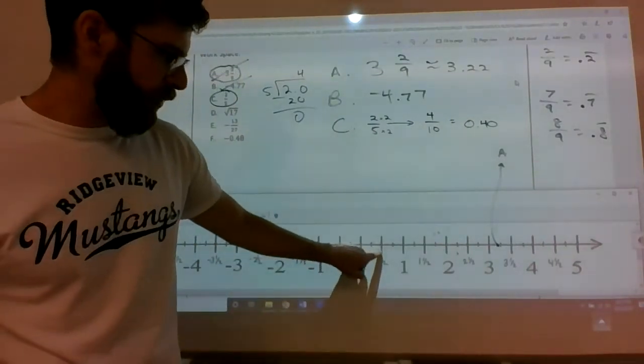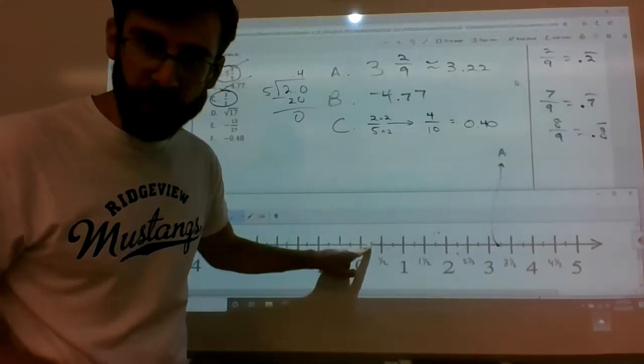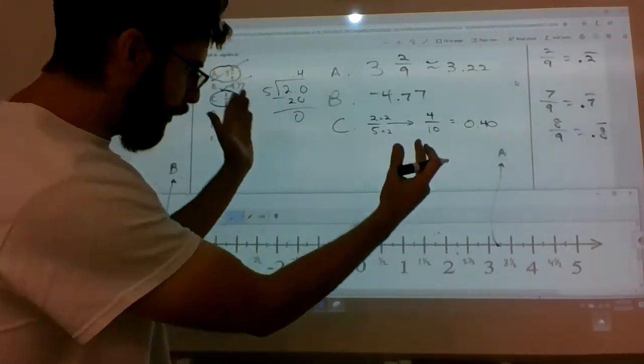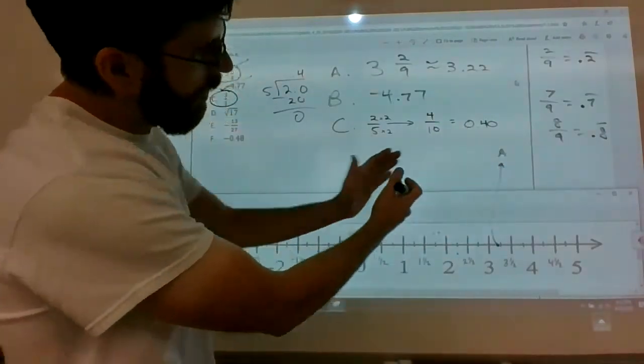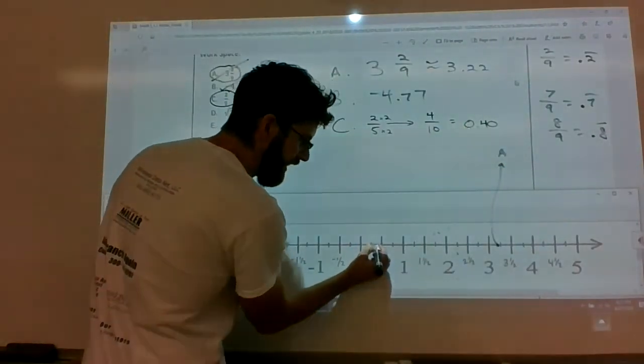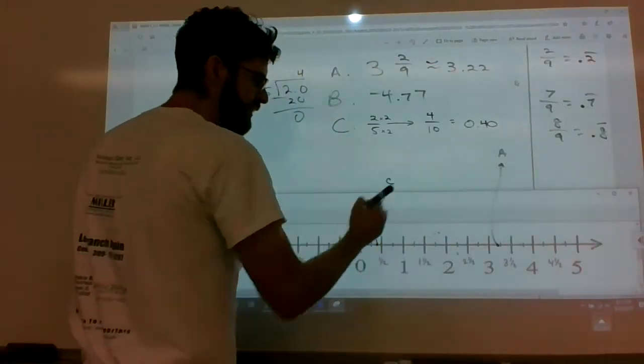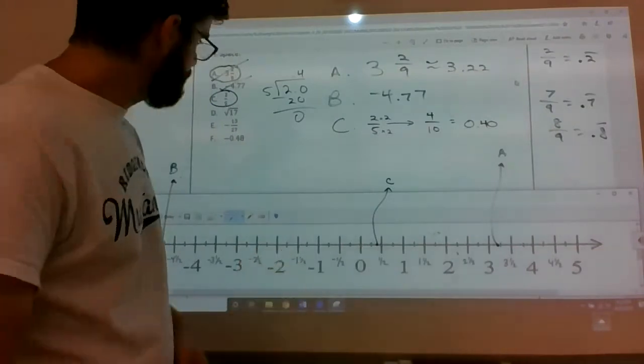This is 0.50, and this tick mark right here, just 1 to the right of 0, is 0.25. 0.25, 0.50, 0.40 is in the middle of those two. So you just got to put that mark between them. And then I'm just putting a little arrow to indicate that C was what that dot is.